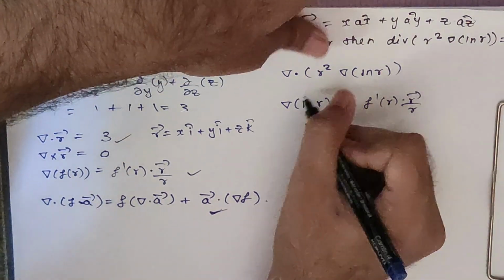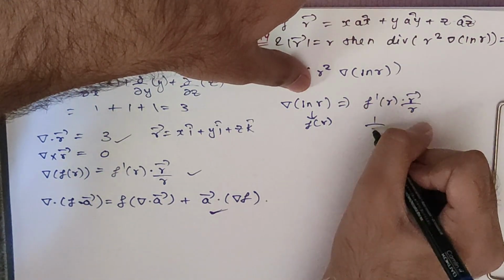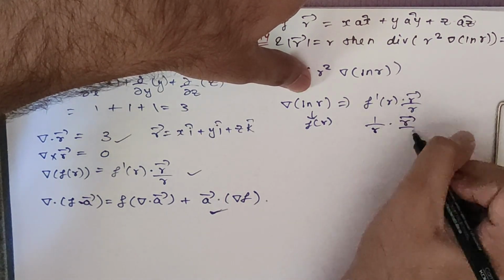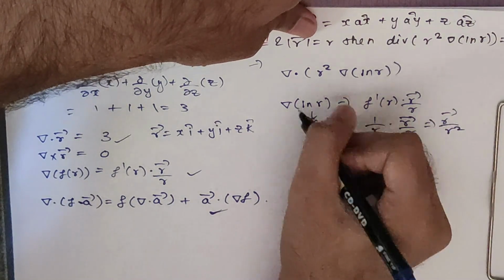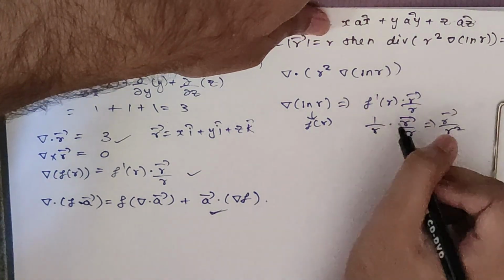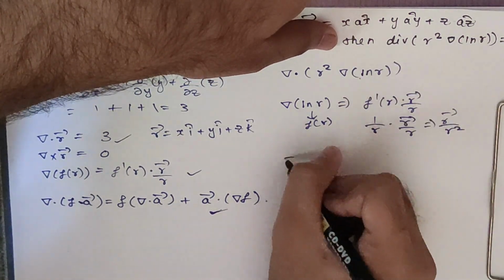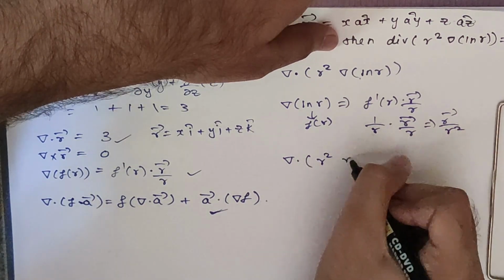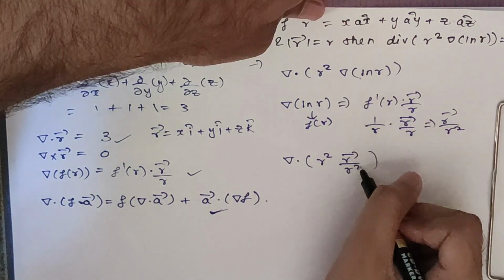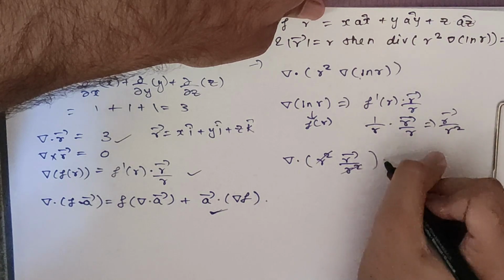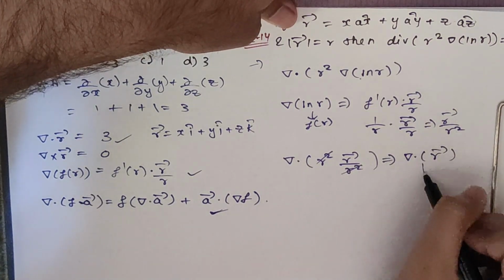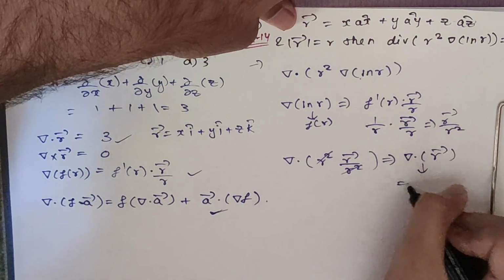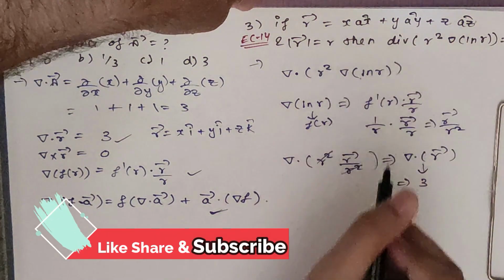So derivative of ln of r is 1 upon r into r bar upon r. So you get r bar upon r square. This is the result of gradient of ln r. If you substitute this result into this, you will get del dot r square r bar upon r square. You can cancel this r square, and you are left with del dot r bar only. Now from the first identity you can get this answer as 3. So the answer for this question is 3.